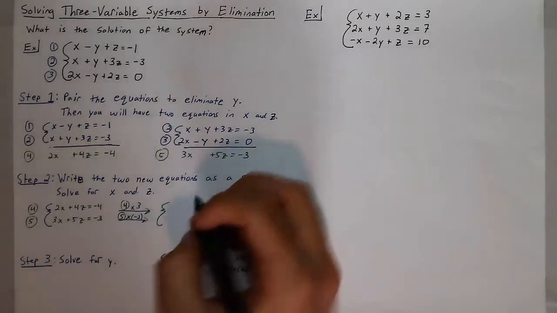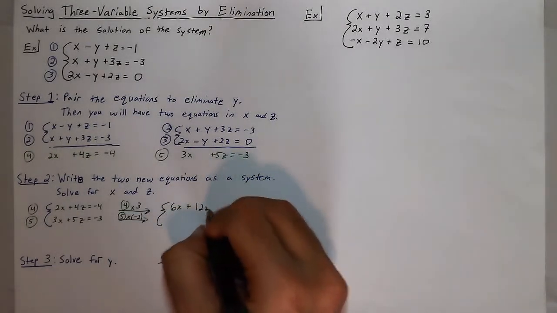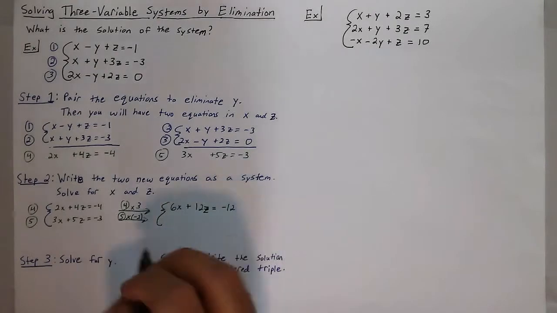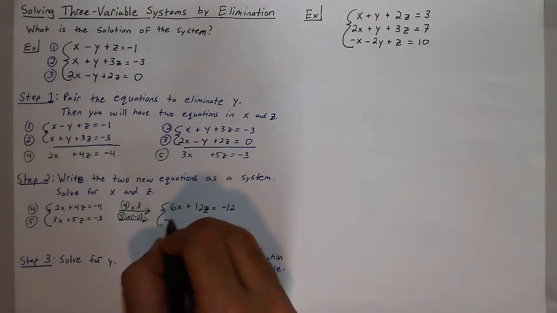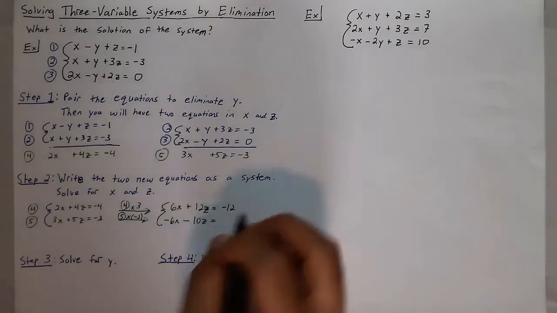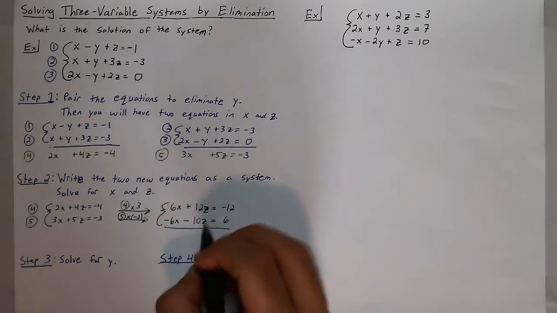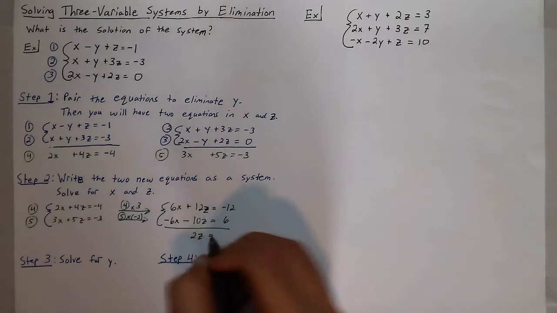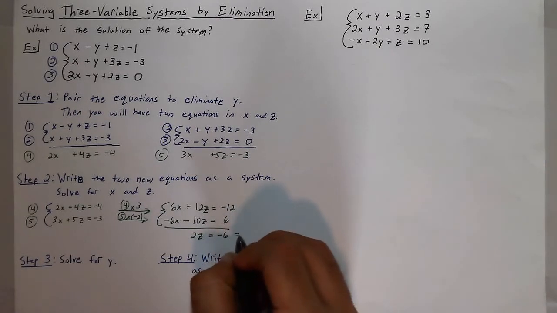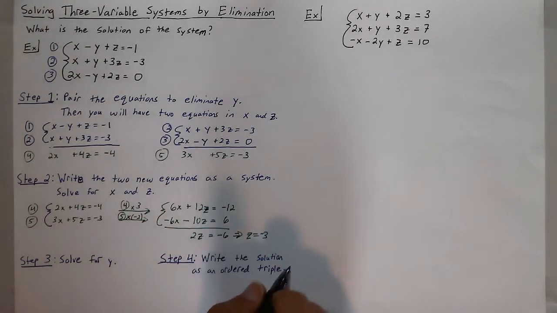So my new system will look like 6x plus 4z times 3, which is 12z, is equal to -4 times 3, which is -12. And then -2 times 3x is -6x. -2 times 5z is -10z. And -2 times -3 is 6. So now when I combine these together, the x's will cancel, and I end up with 2z is equal to -6, which I can solve z to be equal to -3. So that's one solution down.